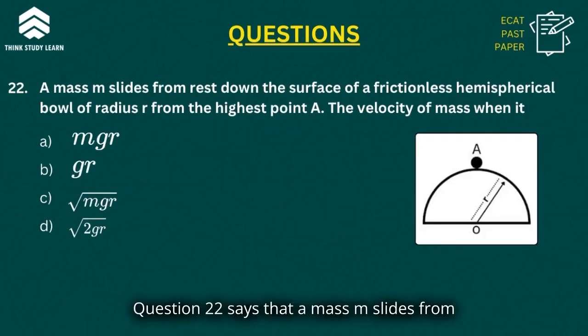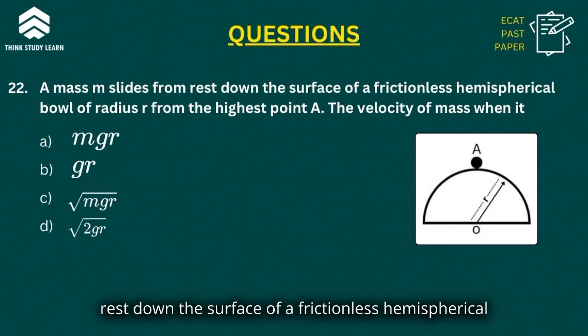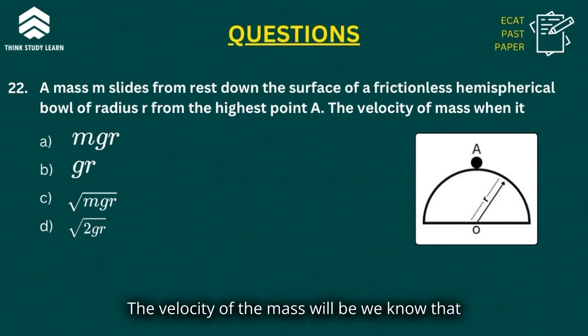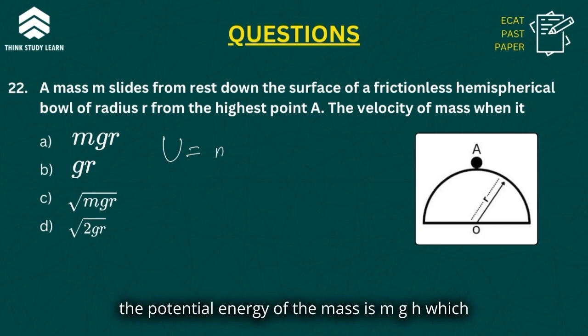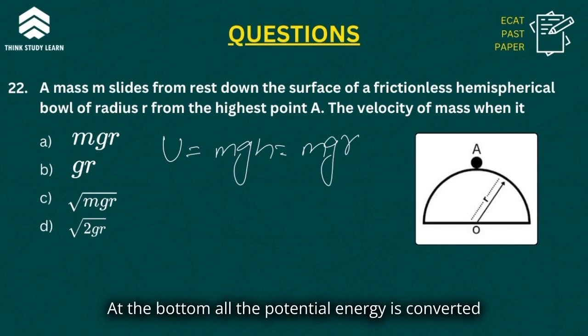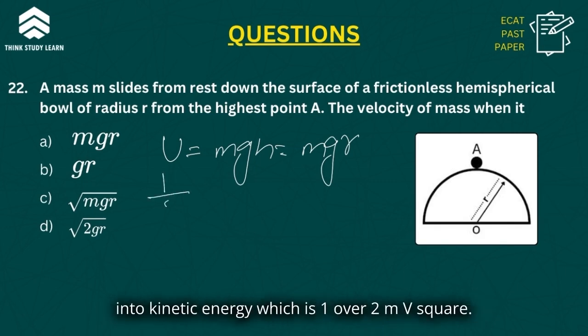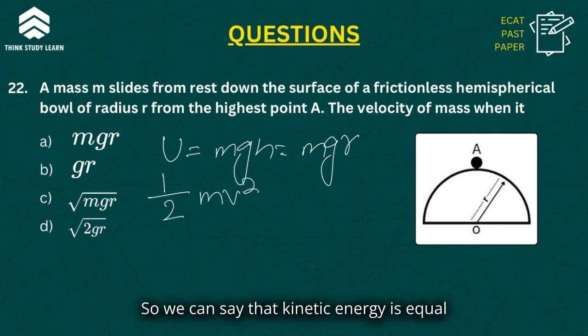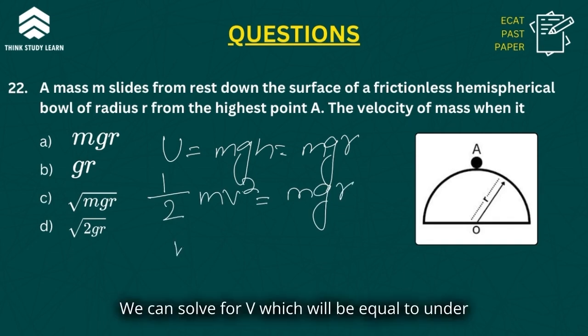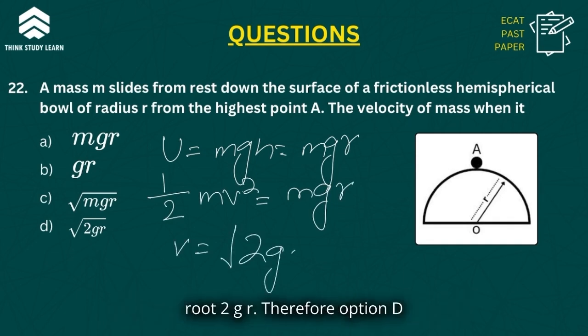Question 22 says that a mass M slides from rest down the surface of a frictionless hemispherical bowl of radius r from the highest point A. The velocity of the mass will be, we know that the potential energy of the mass is mgh, which is equal to mgr. At the bottom, all the potential energy is converted into kinetic energy, which is 1 over 2 mv square. So we can say that kinetic energy is equal to the potential energy. We can solve for V, which will be equal to under root 2gr. Therefore, option D is the correct answer.